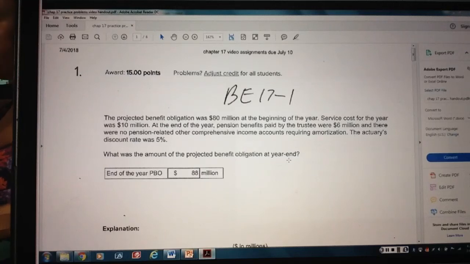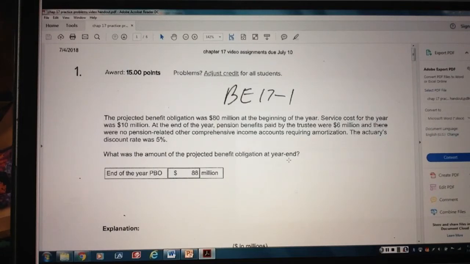What is the projected benefit obligation? It's your total liability. Every year, your liability increases for the benefits earned in the current year. So service costs, or the benefits earned in the current year, will always increase your total pension liability, will always increase your projected benefit obligation. And every year, your projected benefit obligation will always increase for interest.